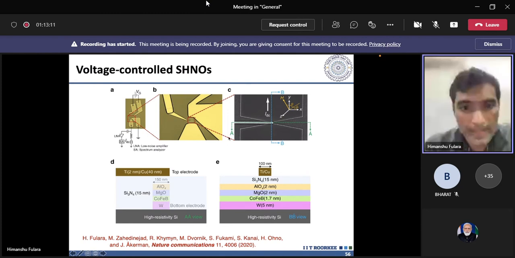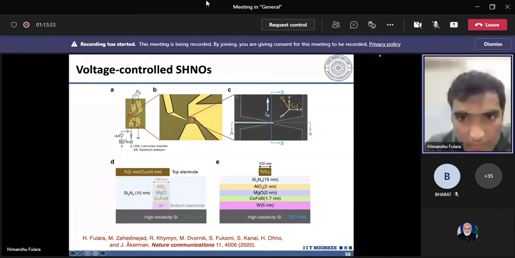And if you are interested, how do we measure these devices? So this is exactly the experimental setup. This is the total setup actually. So this is our electrical pads. So this is the device, and this is the actual image of this device.